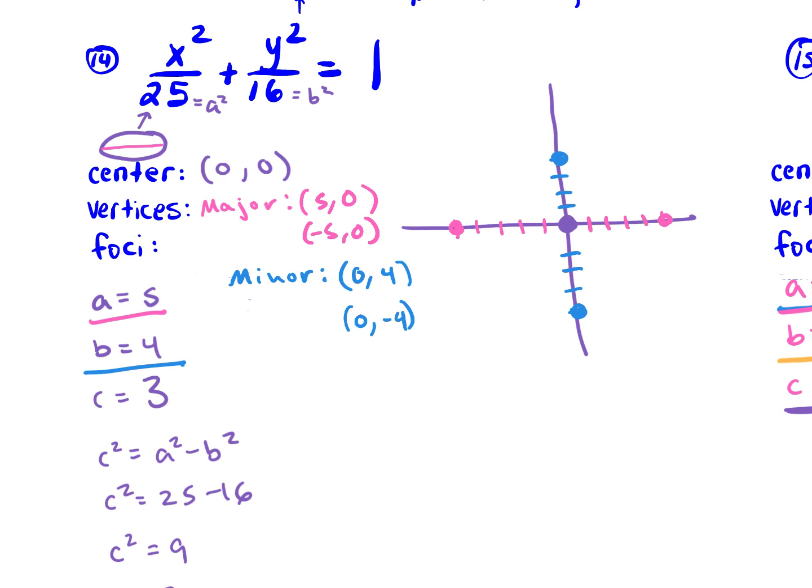And then lastly, I need to find my foci. So what am I going to use to help me find foci? Your C. C is the distance from the center to the foci. Are my foci going to be horizontal or vertical? Horizontal, because they're always on your major axis. So since my major axis is horizontal, my foci go horizontal. So that means I go to the right 3 and to the left 3. So my foci will be 3, 0 and negative 3, 0.